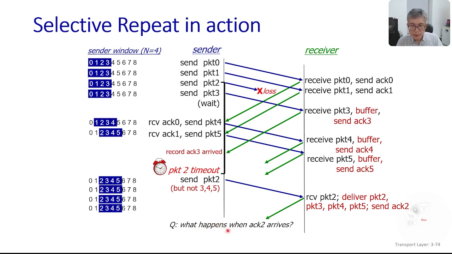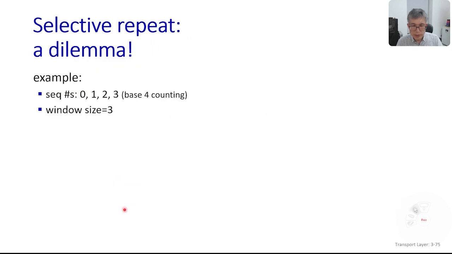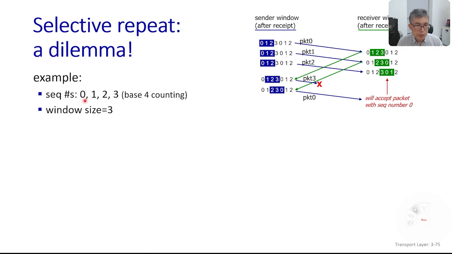However, what happens when acknowledge 2 arrives? Okay, in that case, the sender window slides. This is moved, and packet 6 can be delivered. However, selective repeat has a dilemma. In the example here, the sequence numbers are 0, 1, 2, 3, so the sequence number size is 4, and the window size is 3.